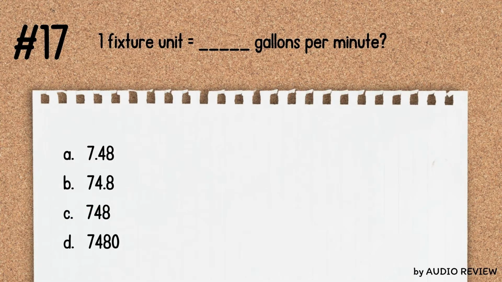Question number 17. 1 fixture unit is how many gallons per minute? A. 7.48. B. 74.8. C. 748. D. 7,480. The answer? It's A. 7.48 gallons per minute. Remember that 1 fixture unit is 7.48 gallons per minute. Again. 1 fixture unit is 7.48 gallons per minute.